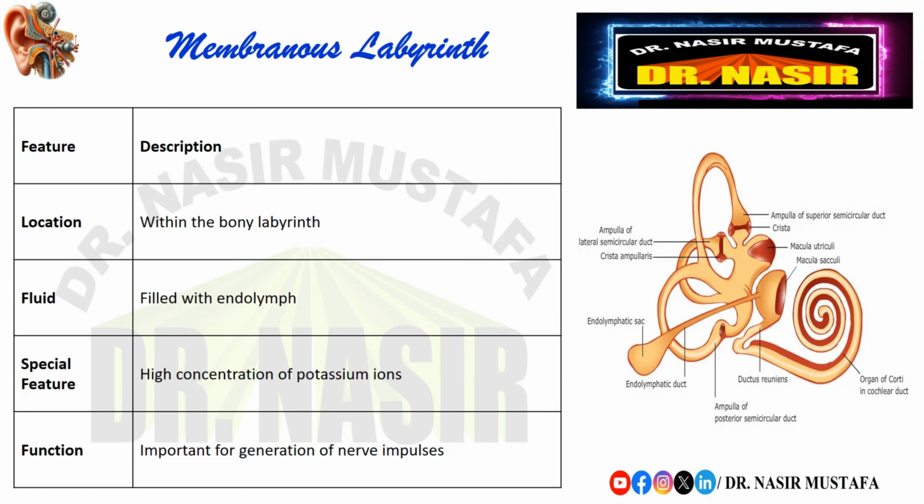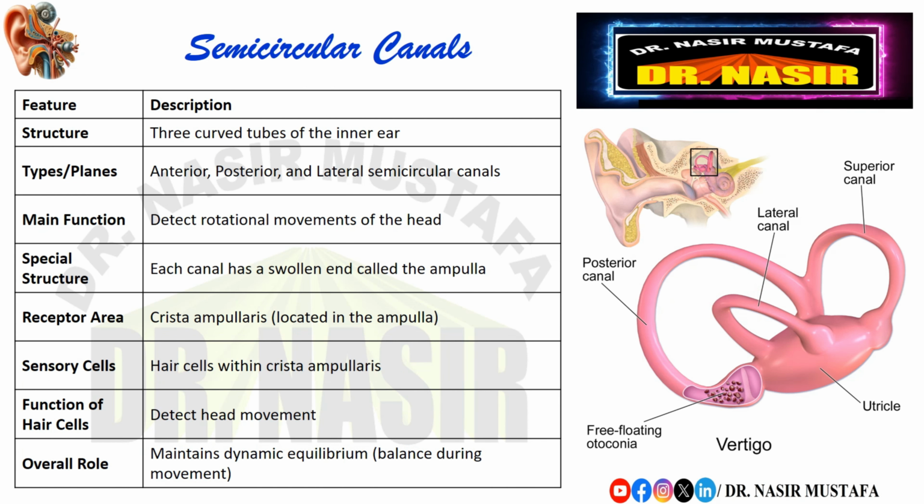Semicircular canals. The semicircular canals are three curved tubes arranged in three different planes: anterior, posterior, and lateral. These canals are responsible for detecting rotational movements of the head. Each semicircular canal has a swollen end called the ampulla, which contains sensory receptors known as crista ampullaris. These receptors contain hair cells that detect movement of the head and help maintain dynamic equilibrium.